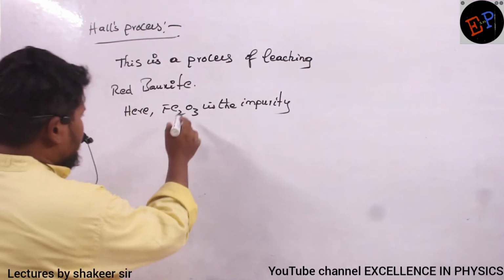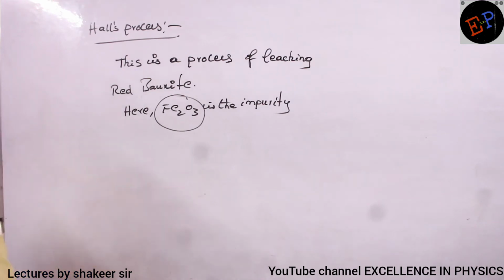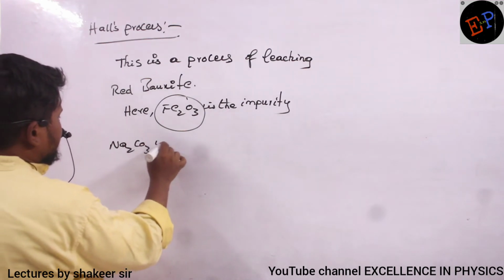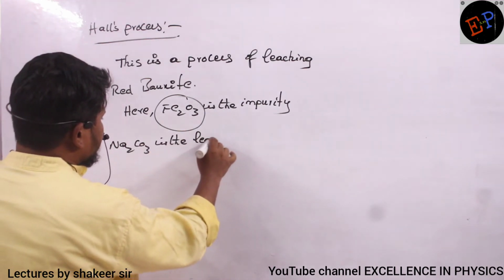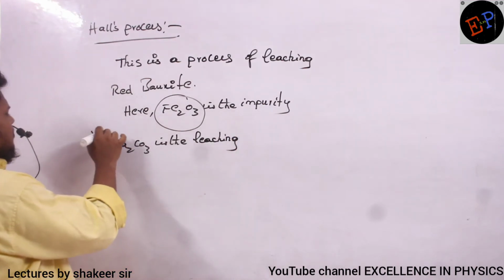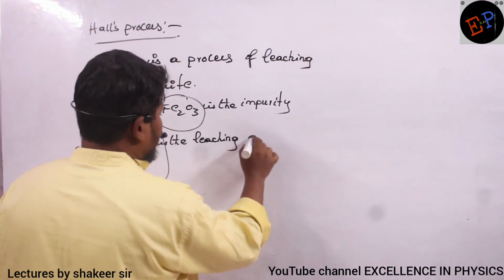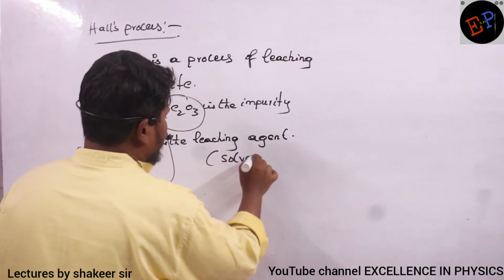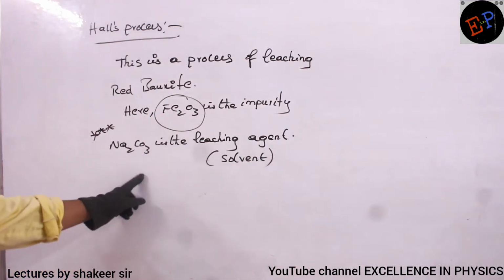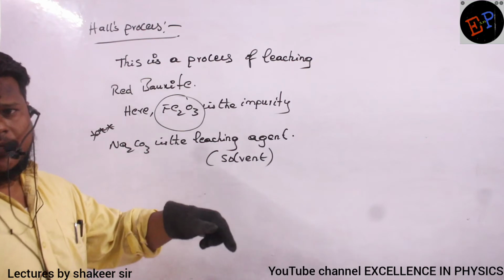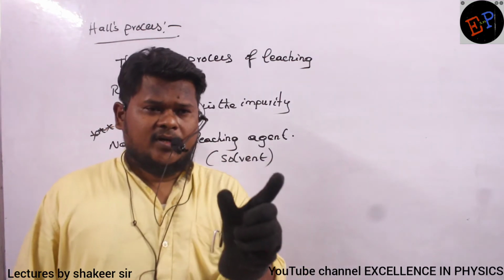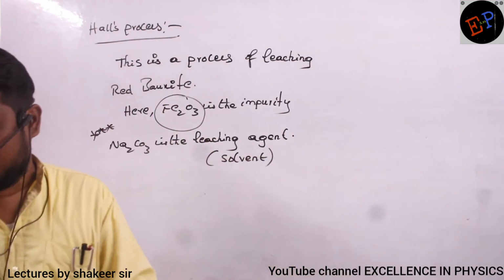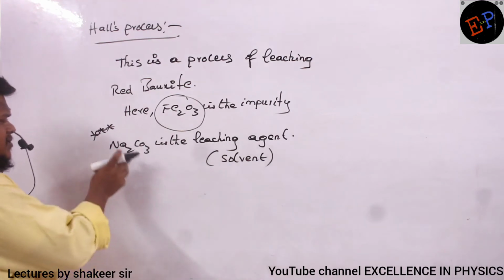In red bauxite, which is the impurity? Fe2O3 is the impurity in red bauxite. And here Na2CO3 is the leaching agent. So these bits are very important. Which is the leaching agent in Hall's process? Na2CO3 is the leaching agent. Leaching agent means the solvent which dissolves the metal. Already we studied what is meant by the leaching process: the melting point of the metal is less than the melting point of the impurity. In this condition only we use the leaching process.